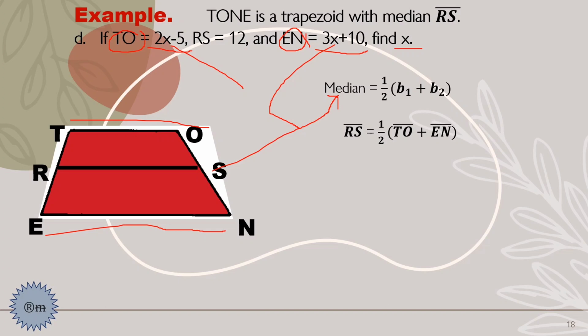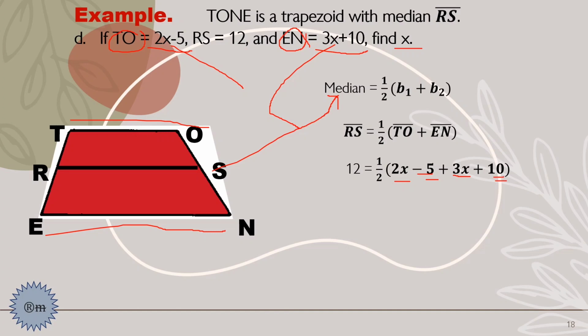Then RS, which is 12. So now we have 12 equals 1/2 of quantity 2x minus 5 plus 3x plus 10. Then we have to combine like terms. So we have 2x and 3x. Then we have negative 5 and positive 10.